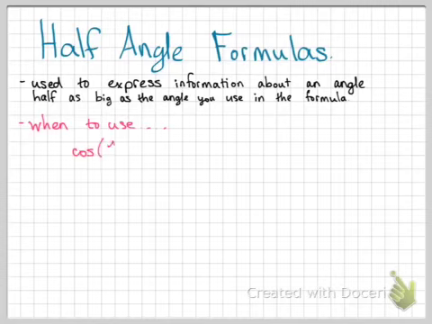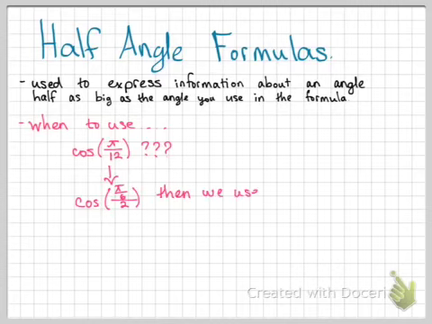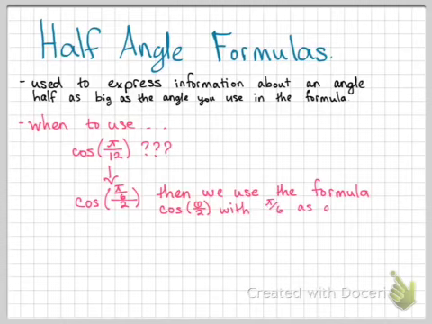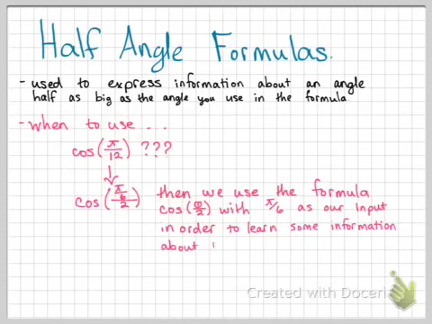So, for instance, let's say we want to know what the cosine of pi twelfths is. Now we know that pi twelfths is half of pi sixths, pardon the way I've written that there. Then we would use the formula for cosine of theta divided by 2 with pi sixths as our input. So it's important here that the input is not what you want to know, but it's this secondary writing of what you want to know.